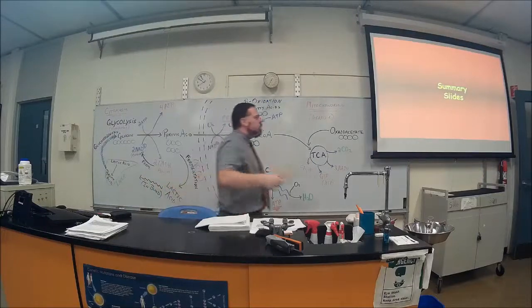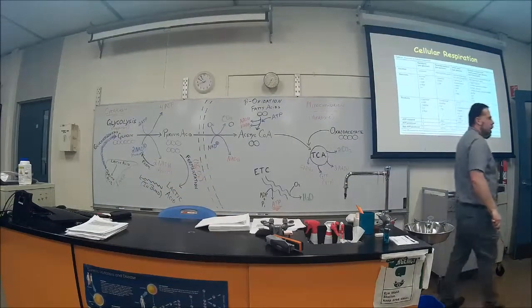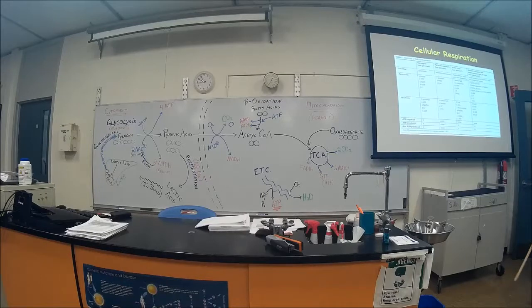All right, so summary slides. This will help you to figure out with each process, glycolysis and Krebs cycle, what goes into the structures or the processes, what comes out, how much ATP is made, do you need oxygen? It's a nice little chart.